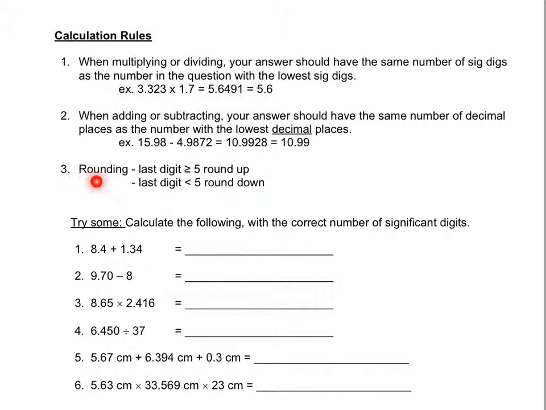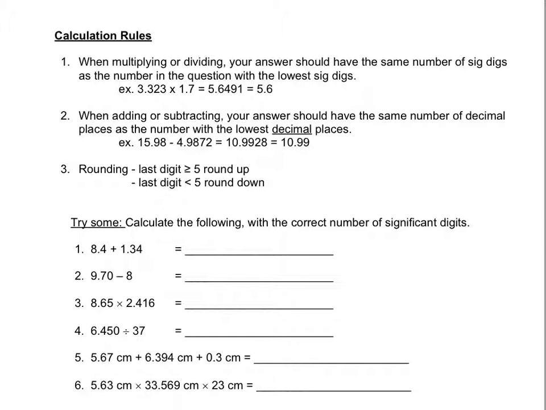Now for rounding, it's just like you've done before in math class. If the next number is equal to or larger than 5, you're going to round up, and if it's less than 5, you're going to round down. So because I have a 4 here, my answer becomes 5.6.